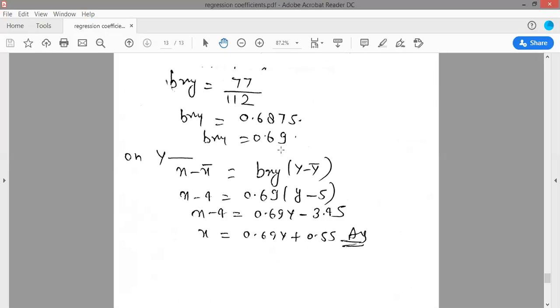Just solve and do the calculation. I think calculator will be allowed, so you can do your calculation by using your calculator. So x minus x bar is equal to bxy into y minus y bar. This is your regression line of x on y. So x is equal to 0.69 y plus 0.55.